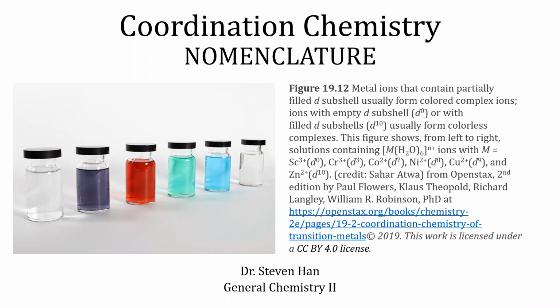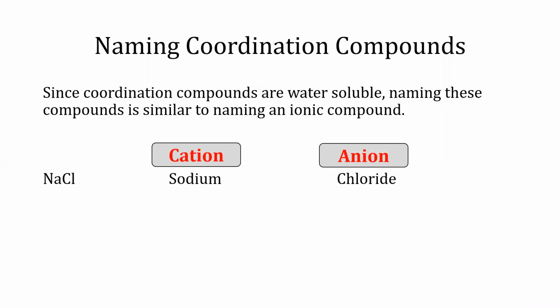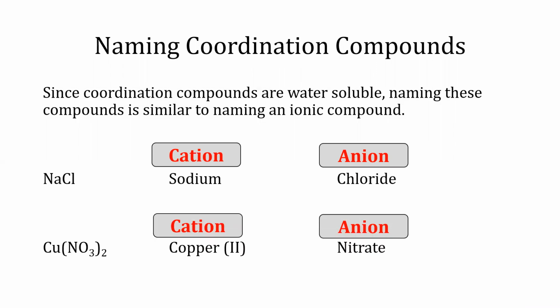This lecture is on coordination chemistry nomenclature. Since coordination compounds are water-soluble, naming these compounds is similar to naming an ionic compound. Example 1 is NaCl, where the cation is sodium and the anion is chloride. Example 2 is Cu(NO3)2, where the cation is copper(II) and the anion is nitrate.